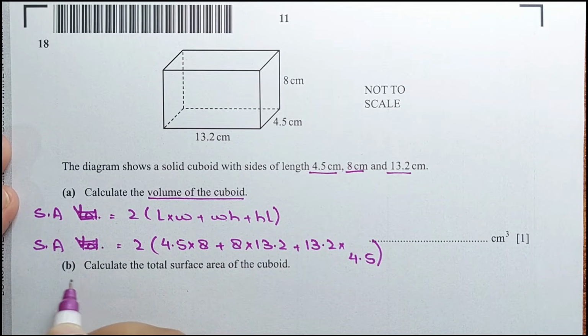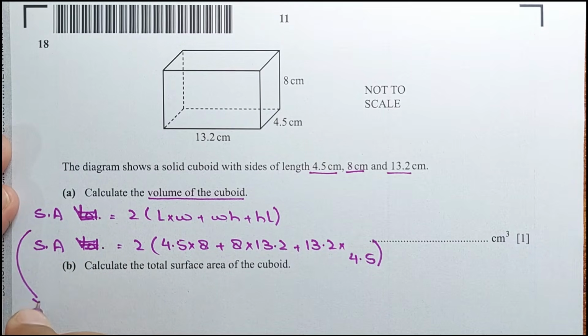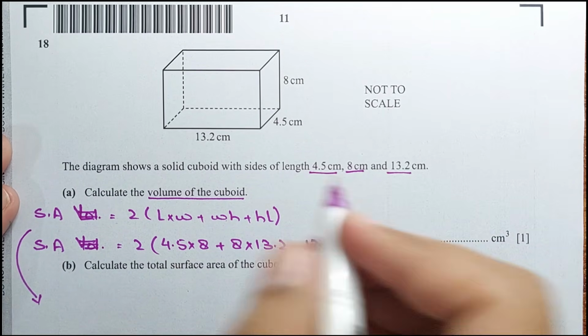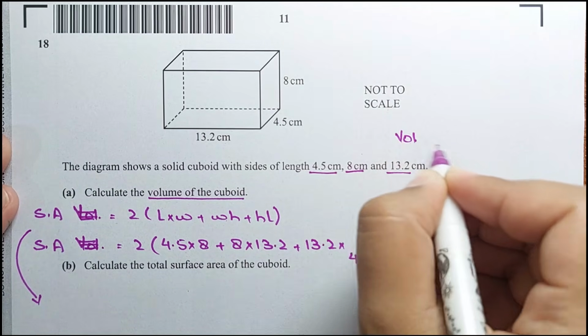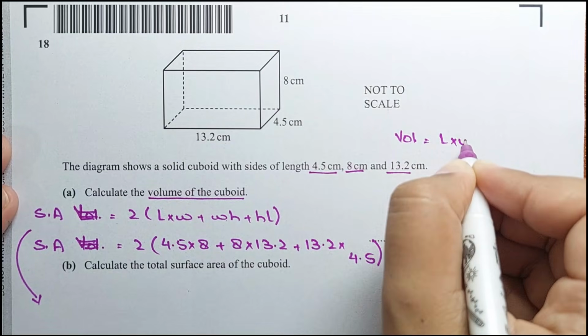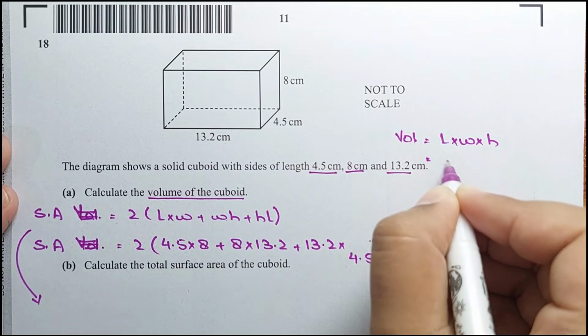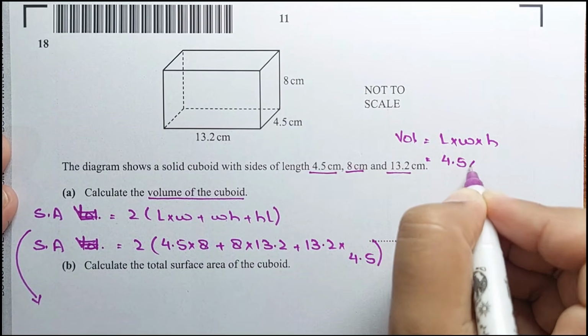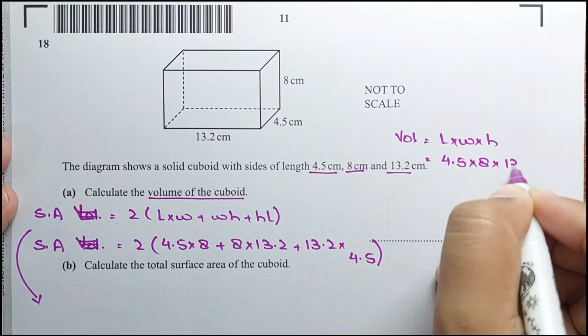Calculate the total surface area of the cuboid. So we can use this over here, right? And the volume of a cuboid we can do over here. It's length times width times height. I'm really sorry for that. 4.5 times 8 times 13.2.